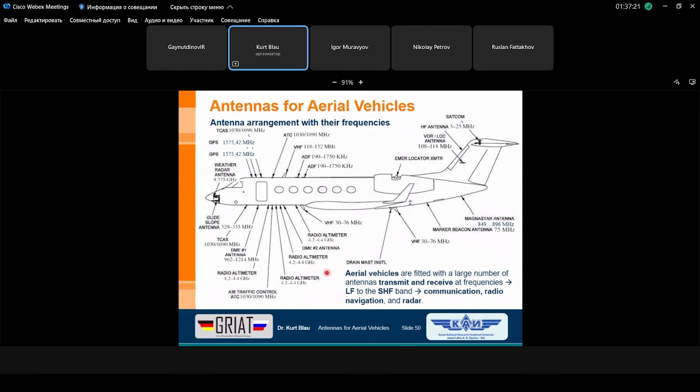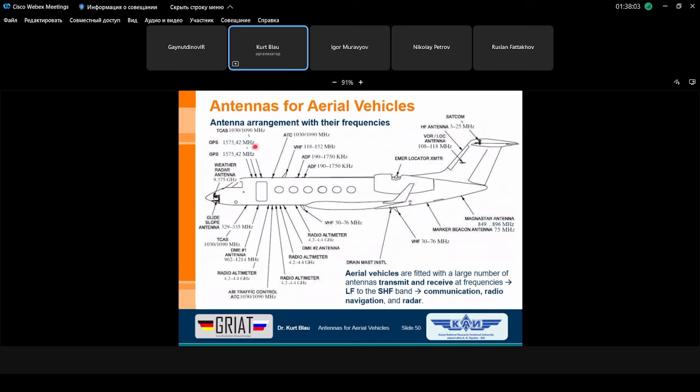Yeah, the aerial vehicles are fitted with a large number of antennas for transmit and receive purposes at different frequencies, starting at very low frequencies up to the very high frequency SHF band. This is for communication, radio, navigation, and radar. You can see here on this image antennas for satcom communication and also for satellite reception.